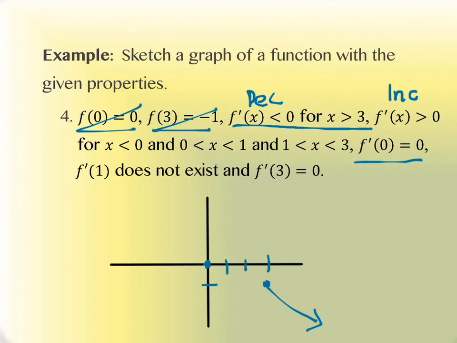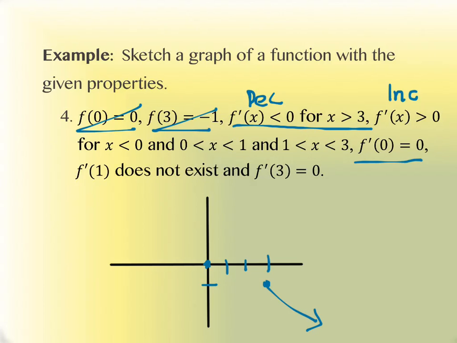Nope, not a sharp turn, or that derivative wouldn't exist. Okay, that's the f prime of 1 doesn't exist part. That's the very minimum we know right there. We know that we have a horizontal tangent line there. We get horizontal tangent lines when the slope is 0, right? That's what that's telling us, slope is 0.